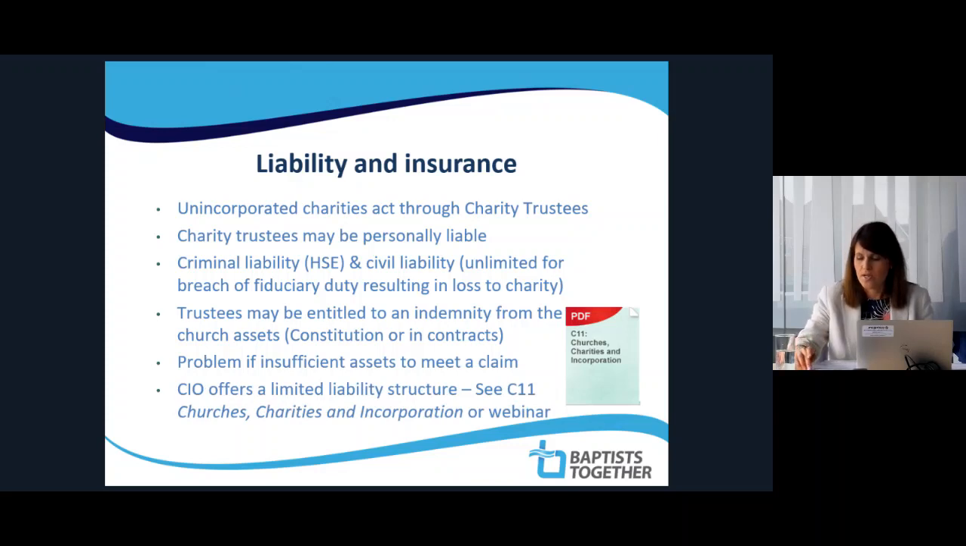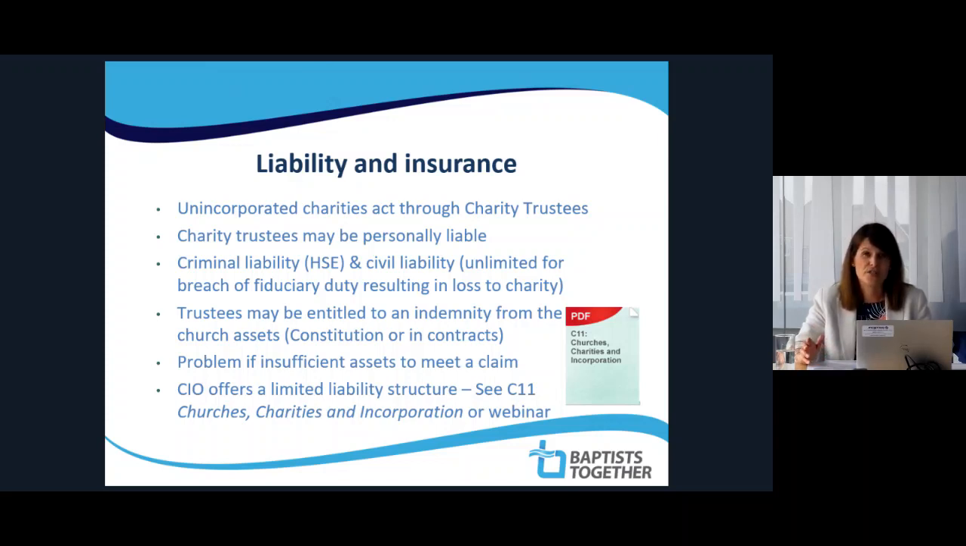So one of the ways that we encourage churches to consider addressing this issue is to think about becoming a charitable incorporated organisation, or CIO. The CIO offers a limited liability structure, rather like a company, but it's designed specifically for charities and doesn't have any responsibility of reporting to Companies House. And there's a model that fits well with our ecclesiology as Baptist churches.